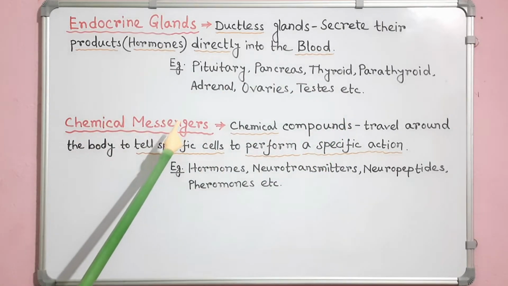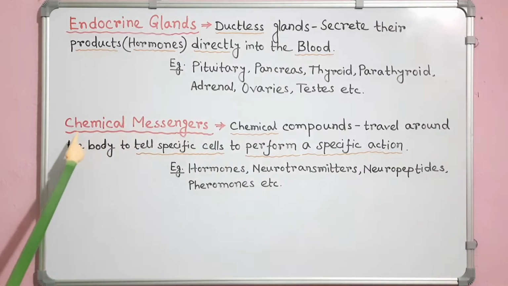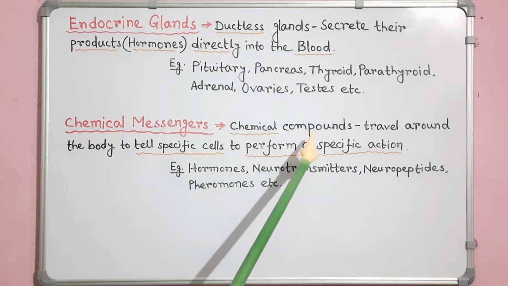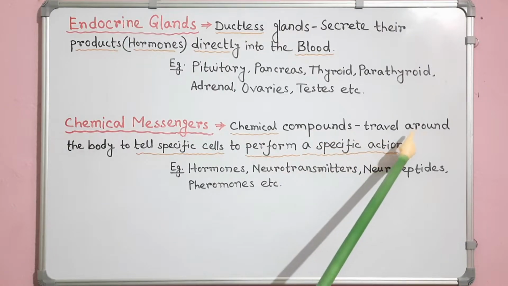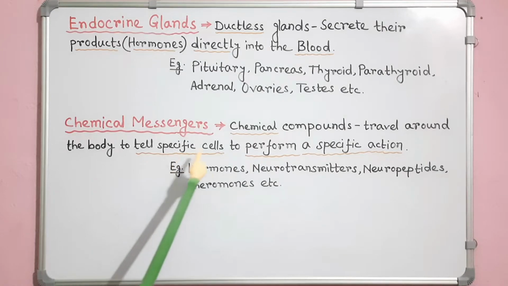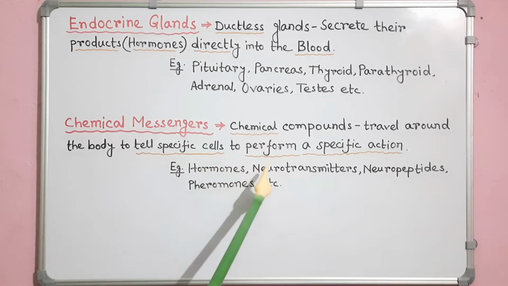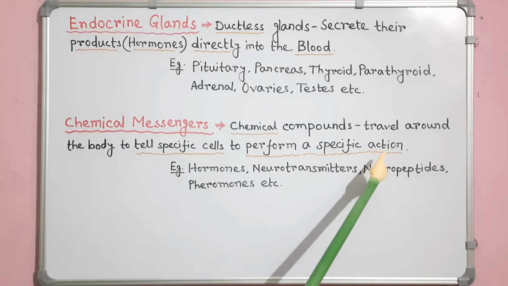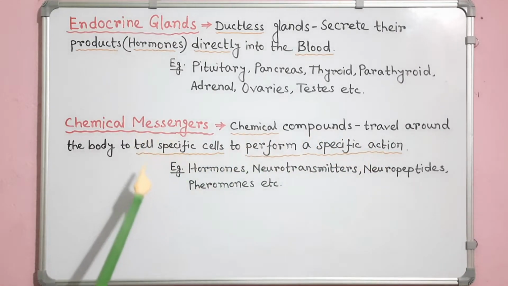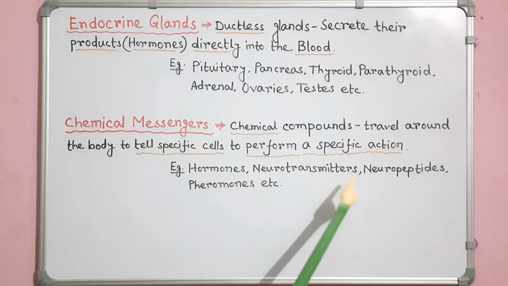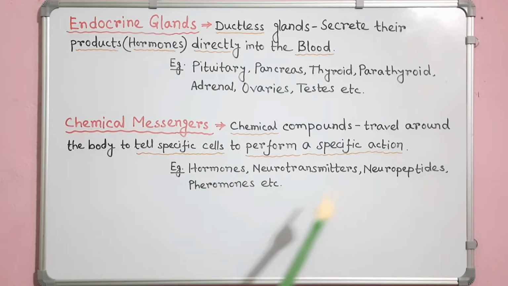Chemical messengers. Chemical messengers are chemical compounds that travel around the body to tell specific cells to perform a specific action. They may be hormones, neurotransmitters, neuropeptides, pheromones, etc.